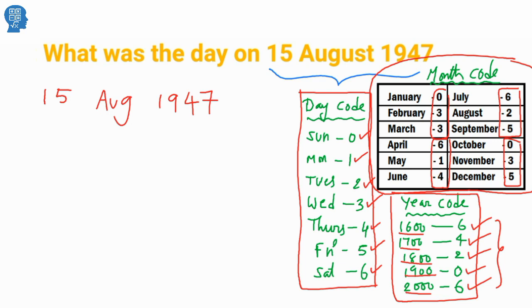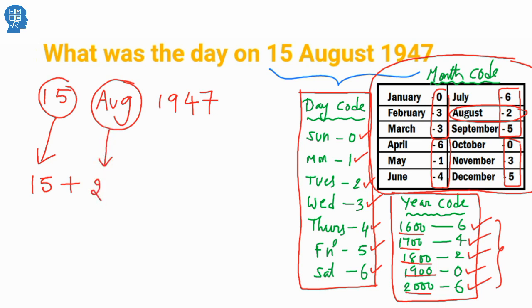Those 5 numbers I will write and show you. Everybody please note it. The first number is the number of days. 15 days are given of August month, so 15. The second number is the month code. What is the month code of August? It is 2. The third number: 1947 comes under 1900, so we take the year code, which is 0. The third one is the year code.